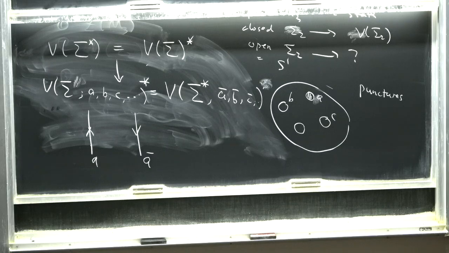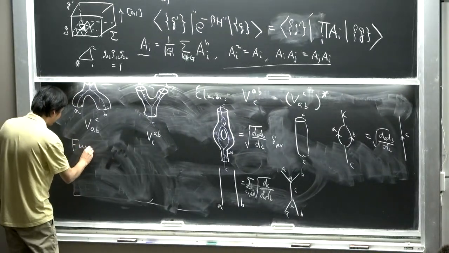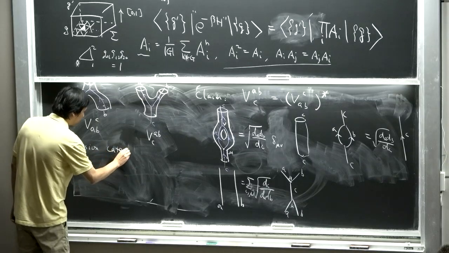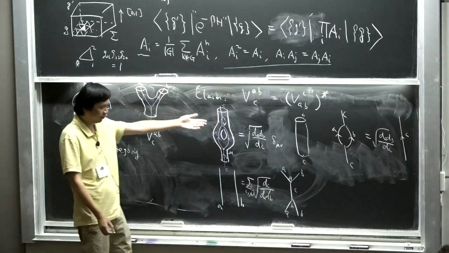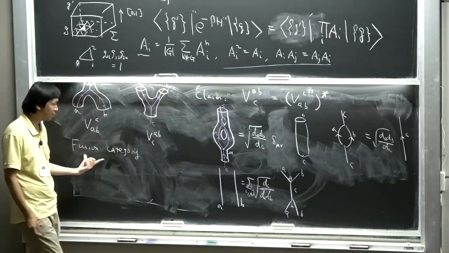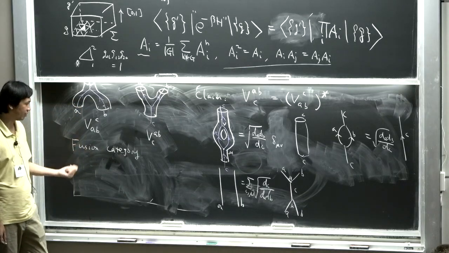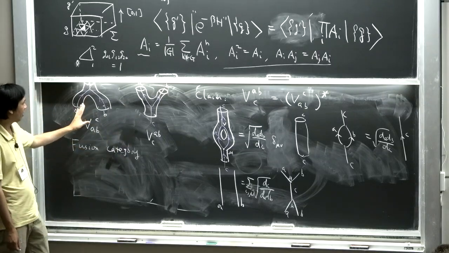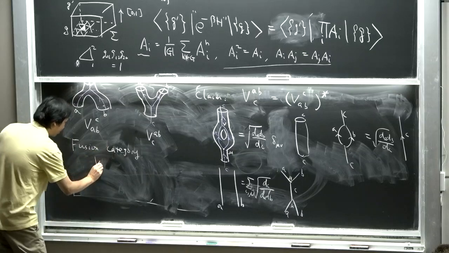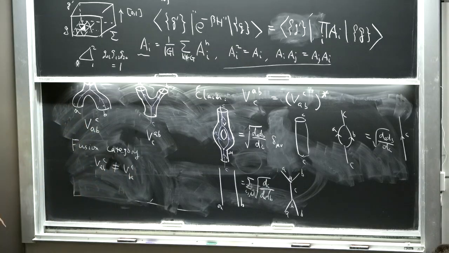So mathematically, the structure that we have defined so far is the structure of a fusion category. I mean, a unitary fusion category, because we are doing a unitary quantum field theory. And this is the same structure that you saw in Yifan's lecture on 2D CFTs. In this fusion category structure, so far, there's no reason that V_AB^C and V_BA^C are the same. They don't have to be the same.